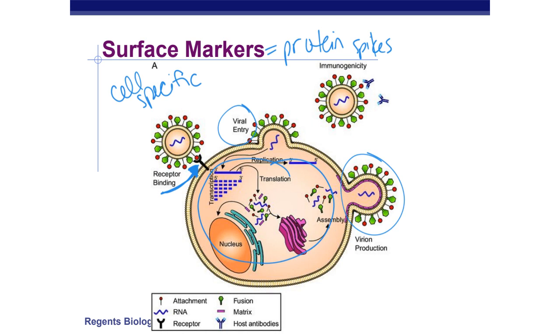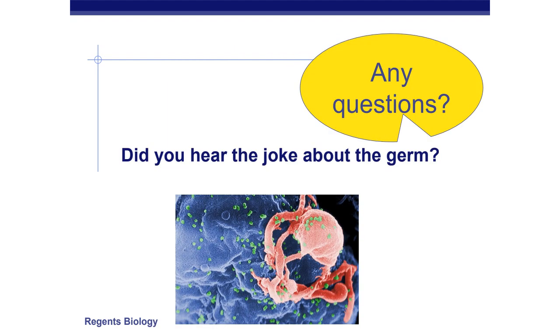So if the cell doesn't have the right receptor for the virus to bind to, the virus can't get into the cell. That's why we can have viruses that infect animals and they don't infect plants, or they infect plants and not animals, or viruses that infect dogs but not humans, right? Because of these different receptors and the different surface markers on the different types of viruses.